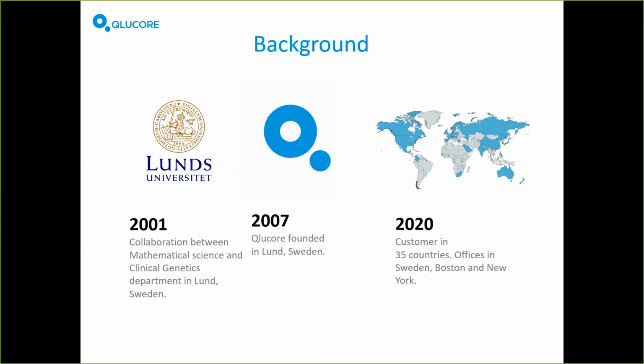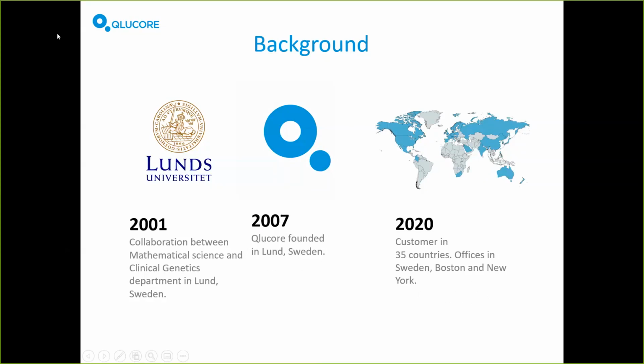At the same time, mathematical sciences had started doing research into what became known as big data later on. And these methods were combined with the data from clinical genetics. And we ended up with, in 2007, what became the Qlucore company. We were founded in 2007 in Lund in Sweden.